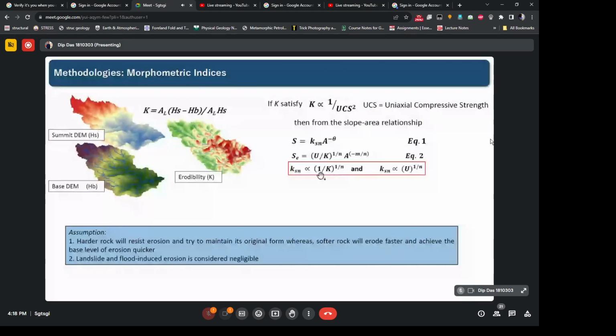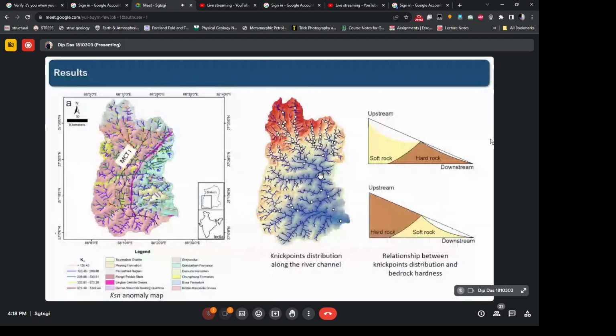Now, here are the results. Here we see that most of the nick points within the river lie on the harder rock, or the hinterland part of the MCT, and we all know that the MCT separates the Higher Himalayan Crystalline from the Lesser Himalayan rocks. So most of the nick points are restricted within the harder, less erodible rocks, whereas in the Rangit window region we see very few nick points.